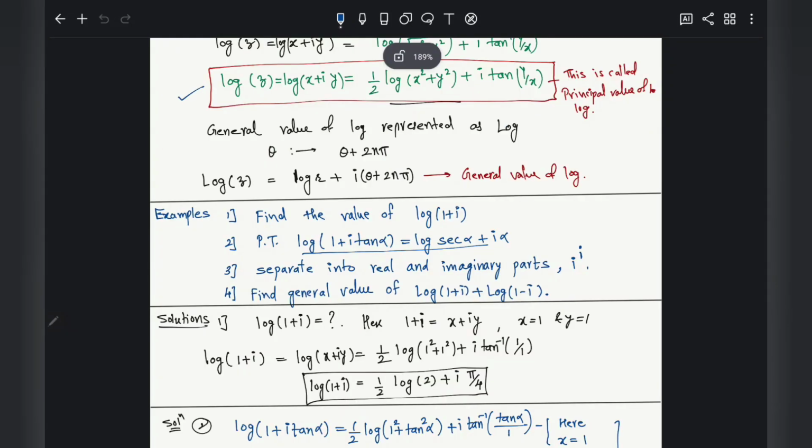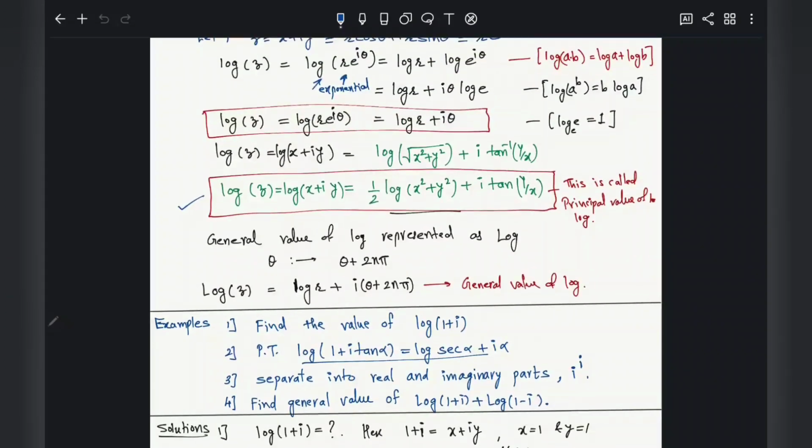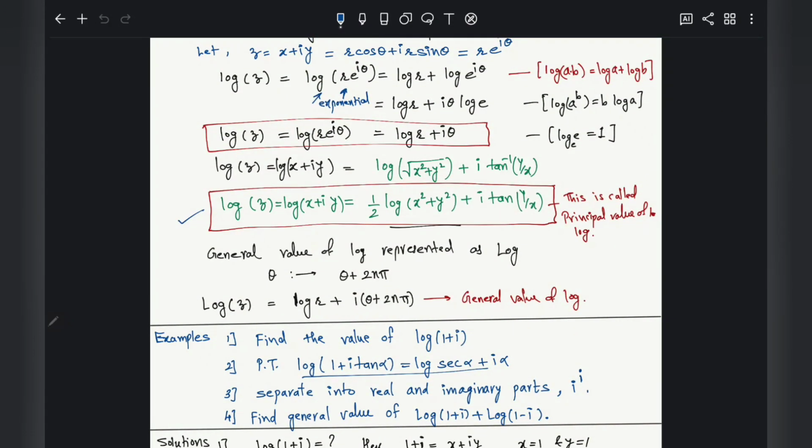Like this we have answered all these 4 questions which I noted here, and all the questions you get in the exams will be similar, so very easily you can attempt them.